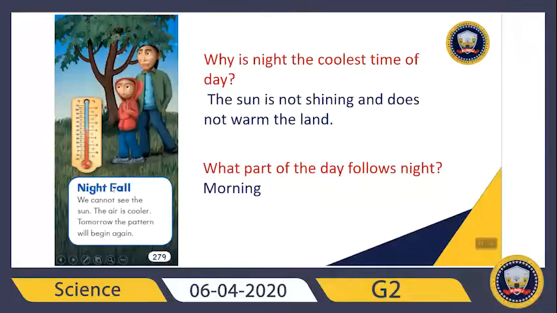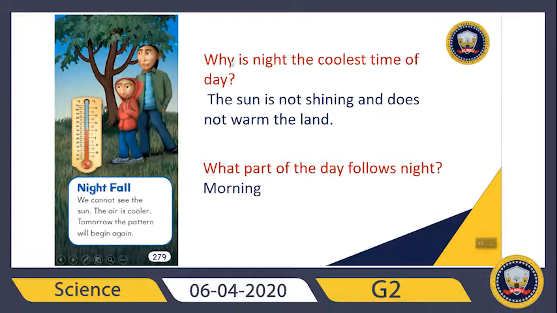Nightfall. At night we cannot see the sun. The air is cooler, right? Tomorrow the pattern will begin again. So at night the air is colder and we cannot see the sun.